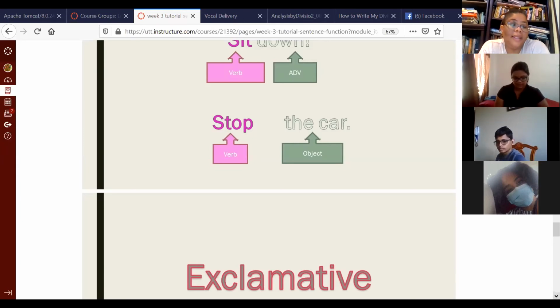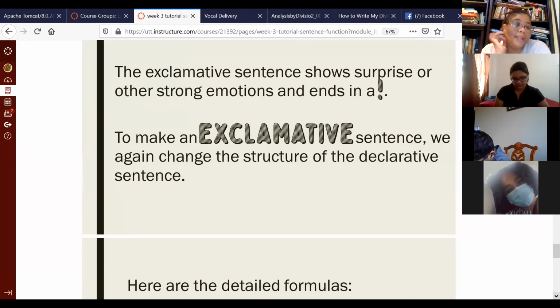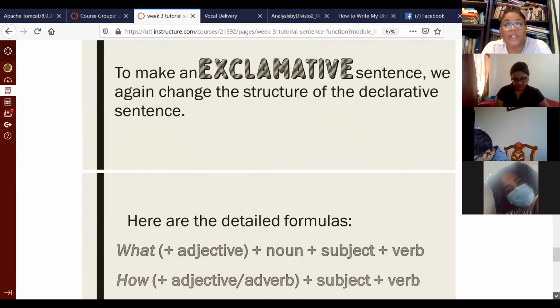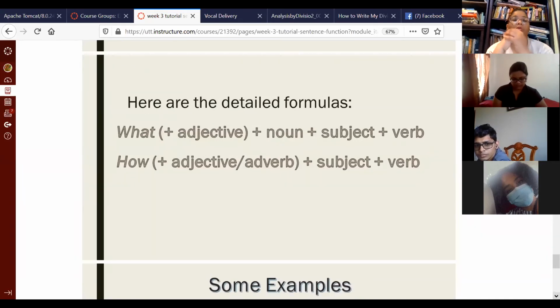The last one is the exclamative sentence. And this ends in an exclamation mark. It shows surprise or strong emotion. So this is the sentence version of an interjection. We make an exclamative sentence by changing the structure of the declarative sentence, right? So usually we have the interrogative what or the interrogative how, plus an adjective or an adverb, a noun, a subject, and a verb.